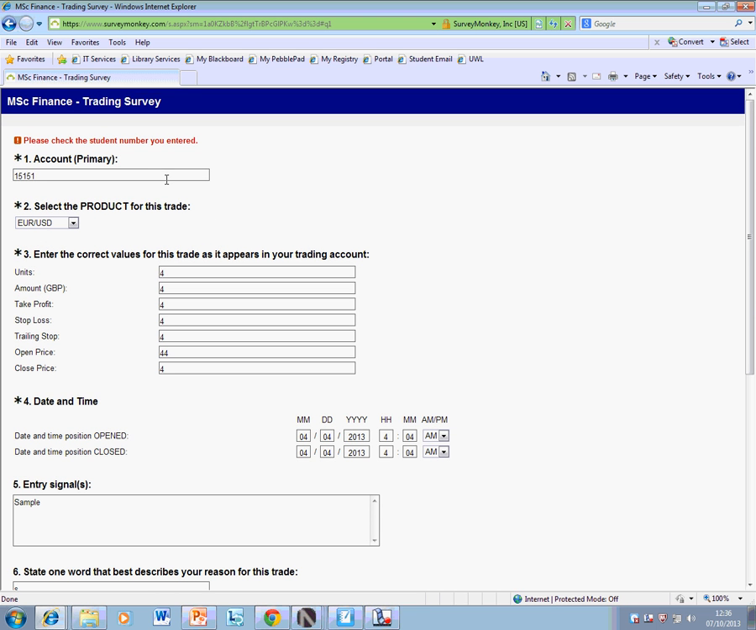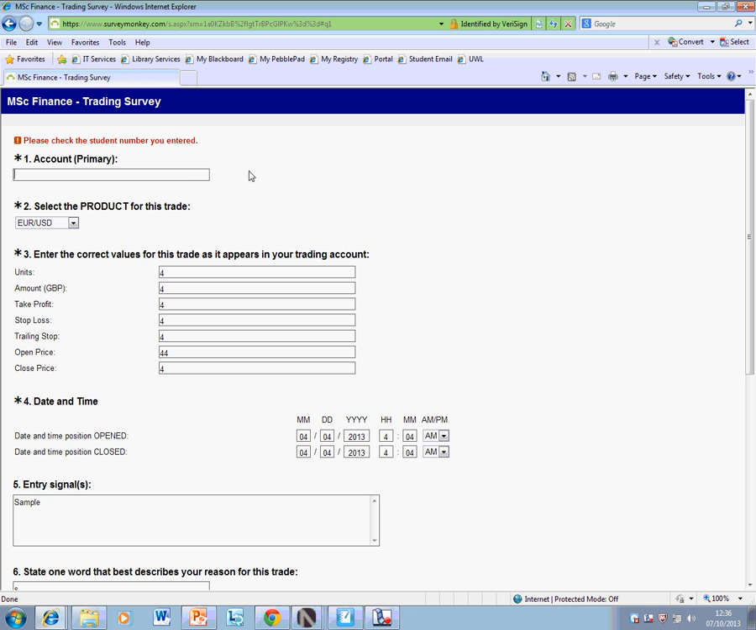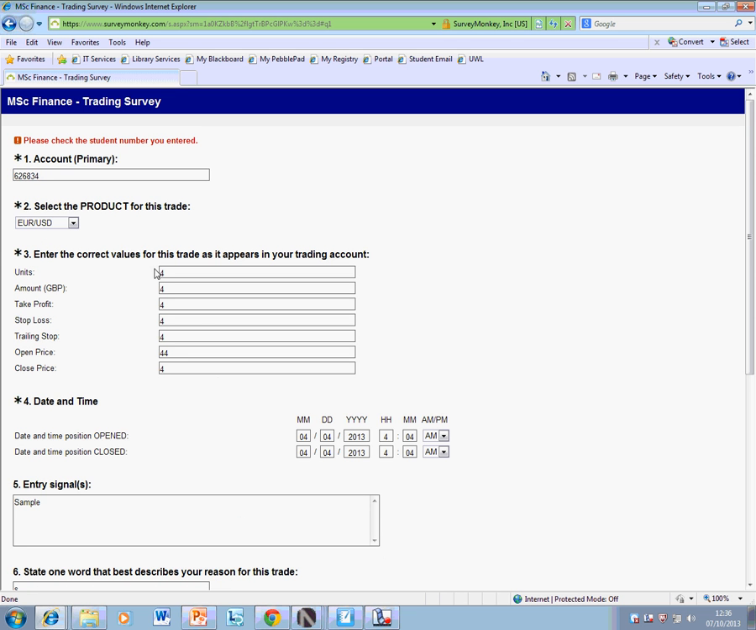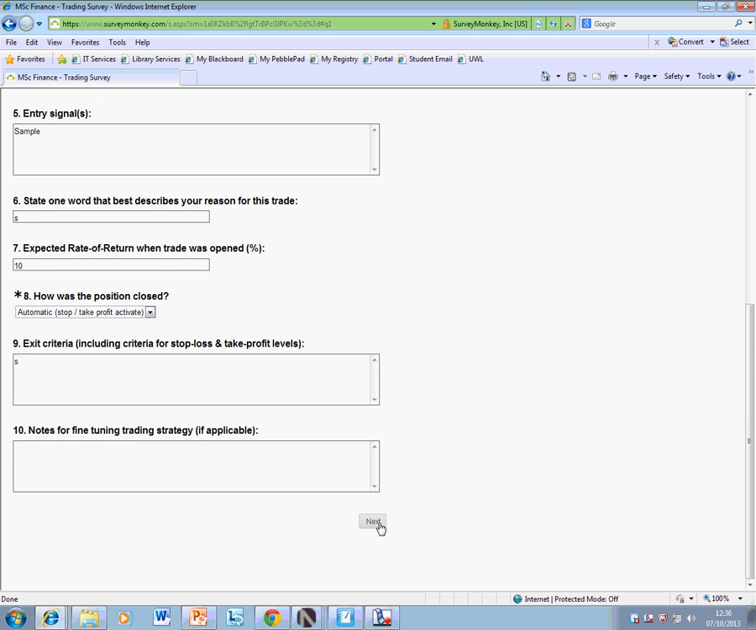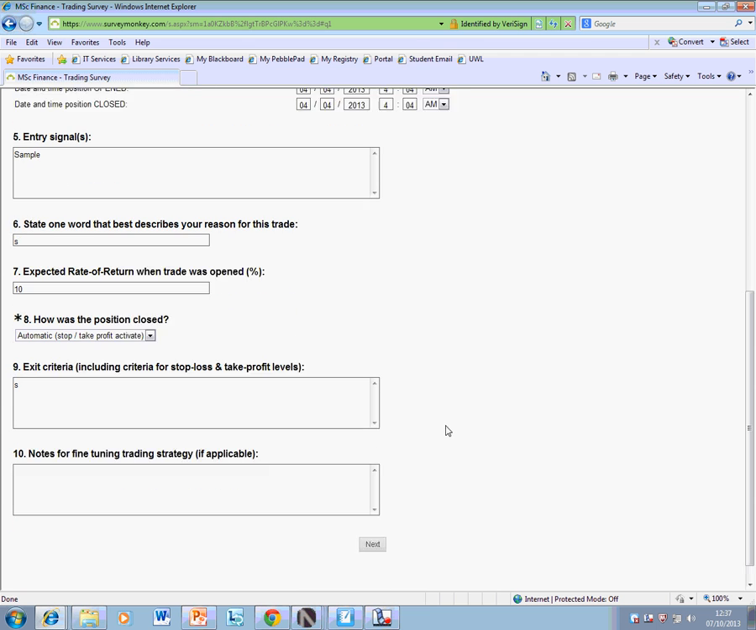On the next page, if you put the wrong account number, it's going to know that. It's a pretty smart system. How many numbers is your student number usually? That's going to be fixed, because it's not your student number that we want, it's your account number.